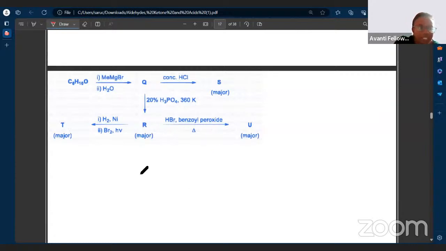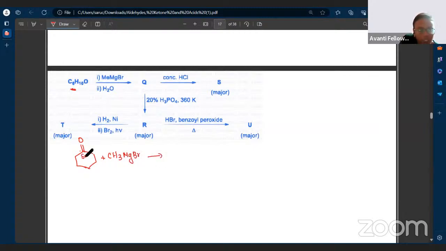So first we have to identify what is C6H10O. So C6H10, it is going to be a cyclic compound which contains one oxygen. So this is your C6H10O. Now we are reacting it with Grignard reagent, CH3MgBr.